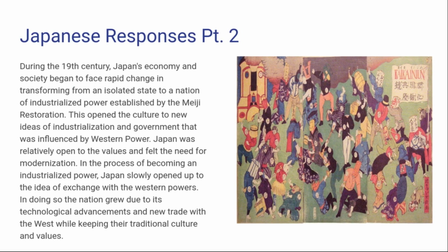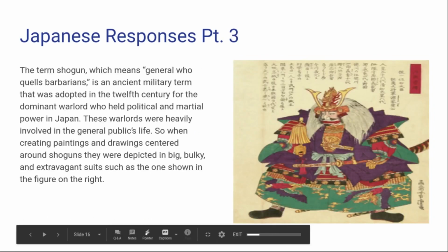This opened their culture to new ideas, and Japan was relatively open to these values and felt the need for modernization. In the process of becoming an industrialized power, Japan slowly opened up to the idea of change with exchange with Western powers. In doing so, the nation grew through technology advancements and new trade with the West while keeping their traditional culture and values.